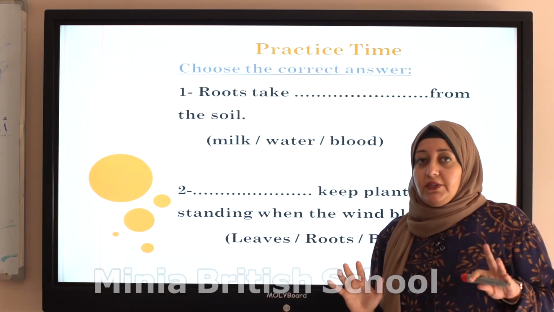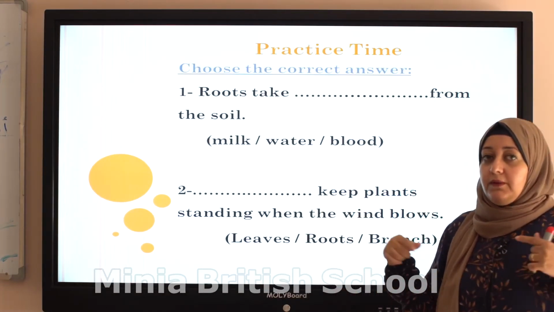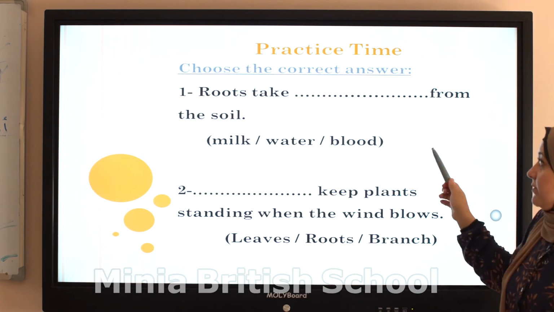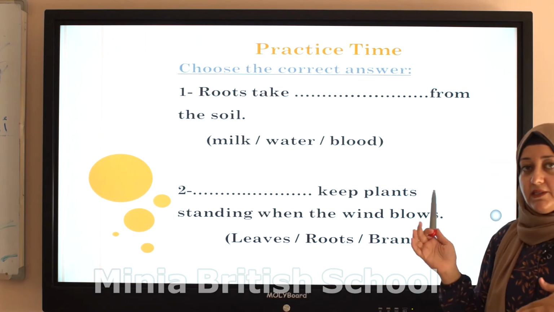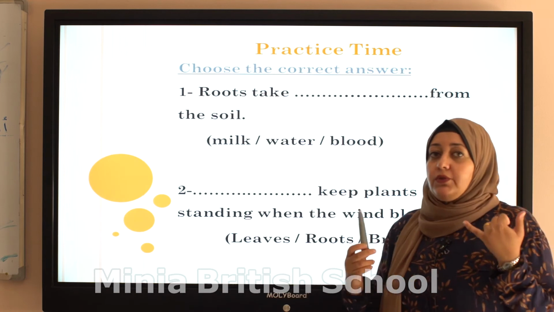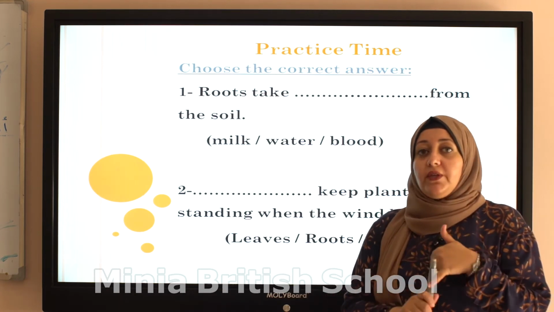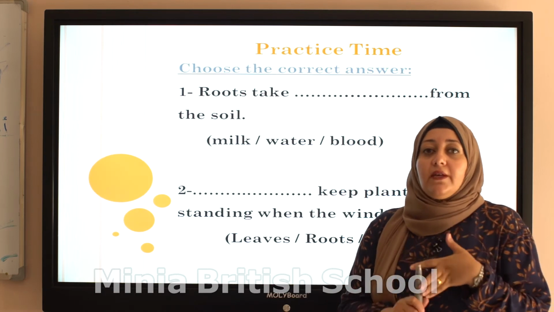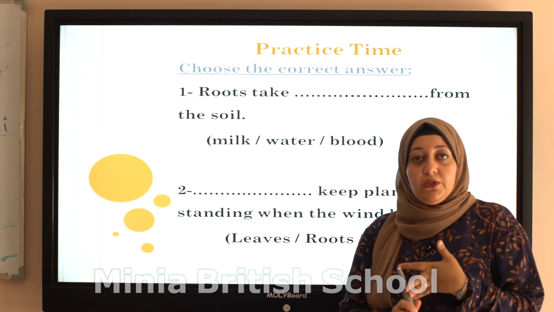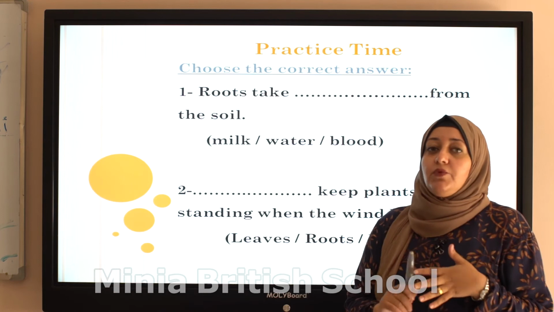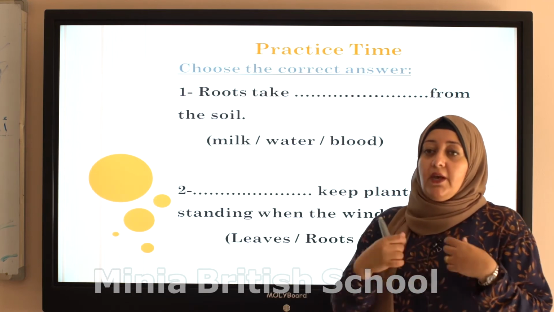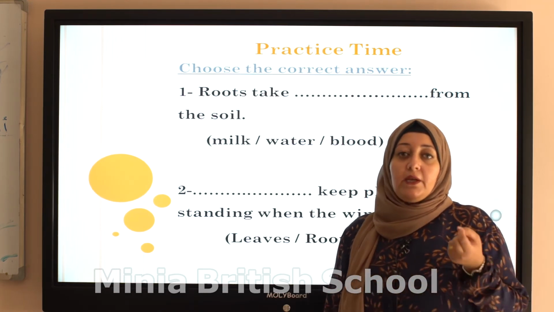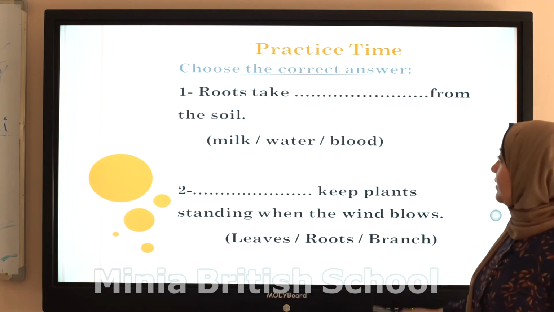This is the end of our lesson, but now we will practice together and answer some questions about this lesson. Today we will talk about the functions of the roots, the functions of the stem, and the stem of the tree, which is called the trunk, and the rings which are found inside the trunk, and we know the age of the plant by them.